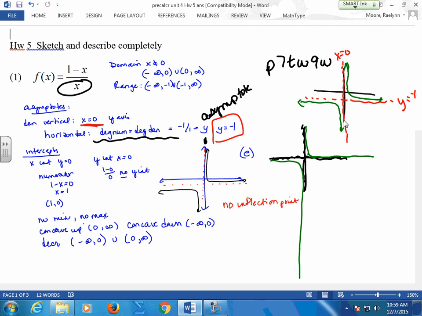Was that a little bit more helpful? Do your asymptotes first, and then you do your sketch. I find that to be more helpful. Okay.